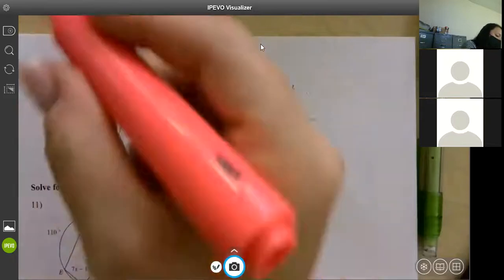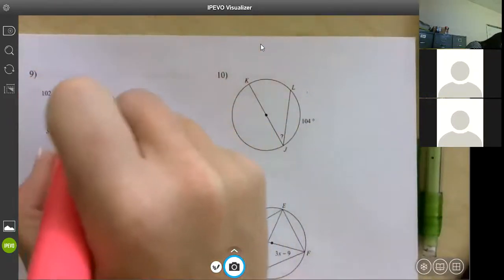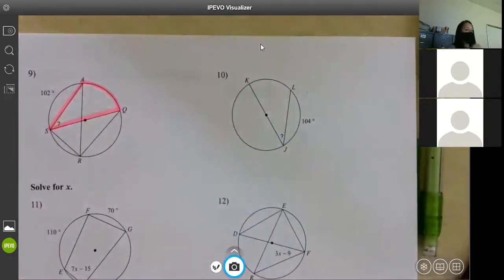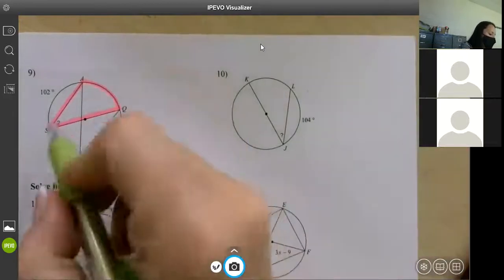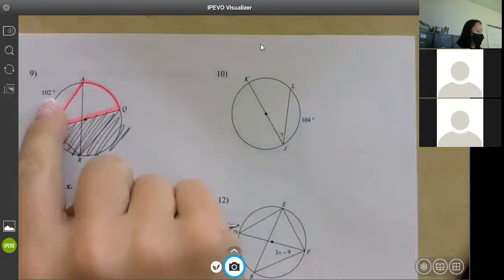I'm looking for the angle S. Be smart about this one. But I need arc AQ. How can I get that one? What do you notice? What does the diameter do? Split it in half. So we don't need this half at all. So we already have 102.